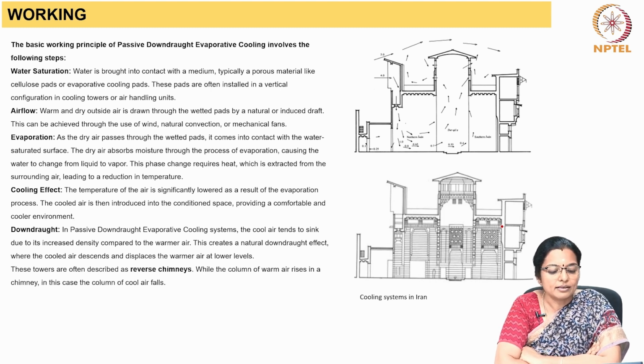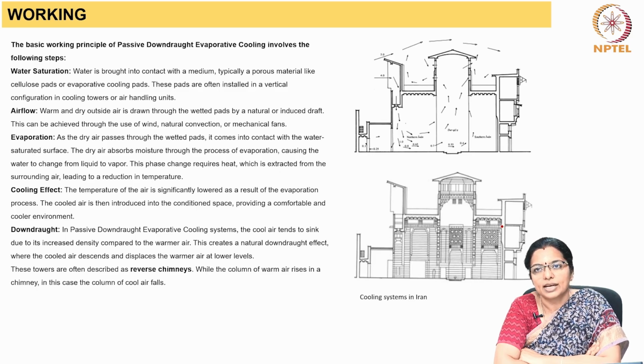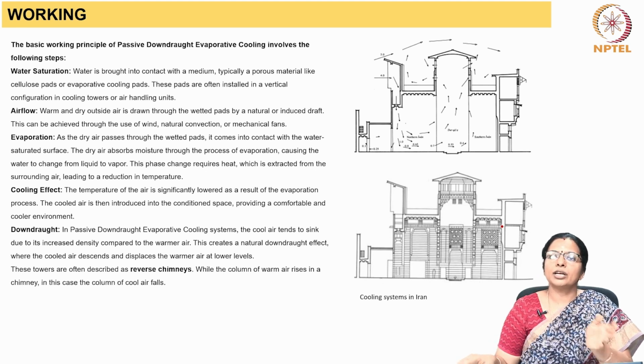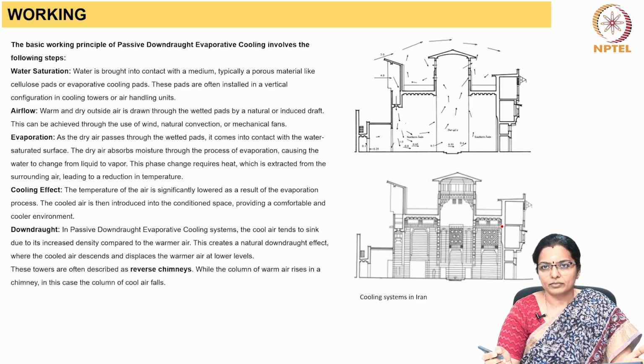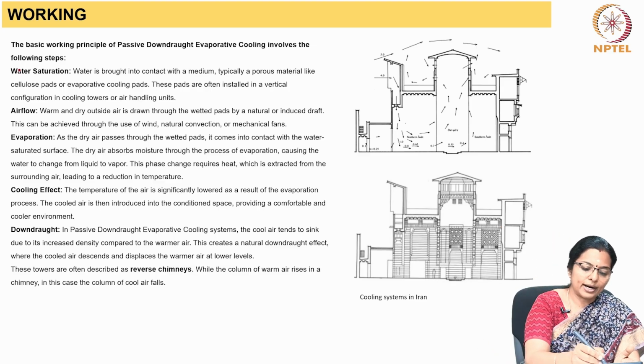Let us now look at the basic working principle of PDEC. The passive downdraft evaporative cooler requires water saturation. Water is brought into contact with a medium, which is typically a porous material like a cellulose pad or evaporative cooling pads. These pads are often installed in a vertical configuration in cooling towers or even in air handling units. Then airflow is required.